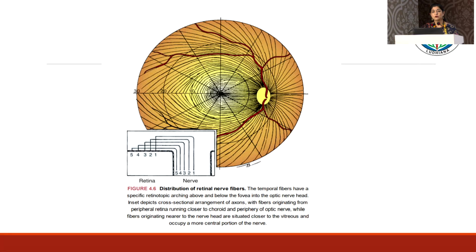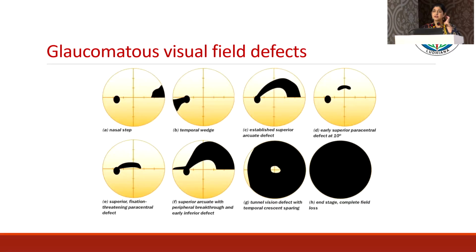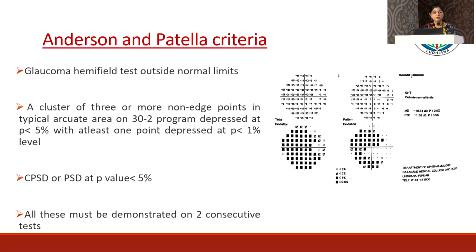As we all know, there is an arcuate arrangement of nerve fiber layer in the retina, and so are the defects. So when glaucoma affects these arcuates, we have arcuate defects on the perimetry. Perimetry has many kinds of defects. The beginning is the nasal step, then you can have central or cecocentral scotoma, arcuate or double arcuate scotomas, and then complete loss of vision also.